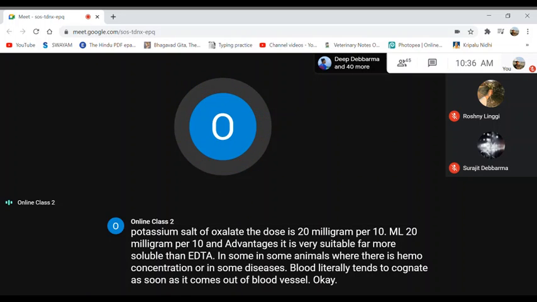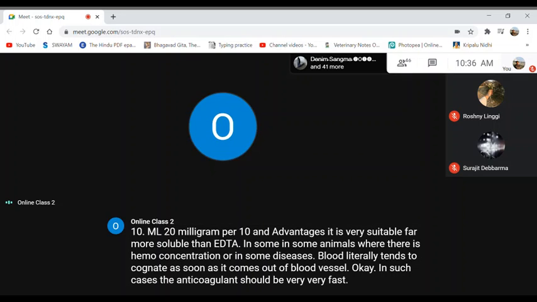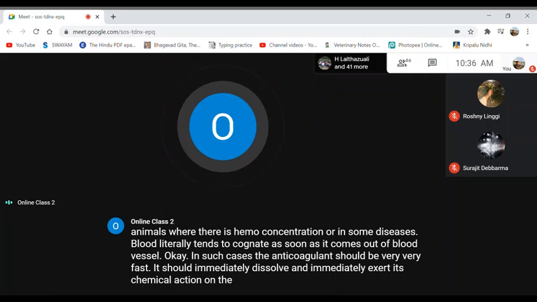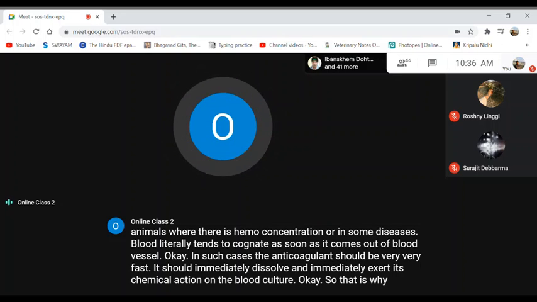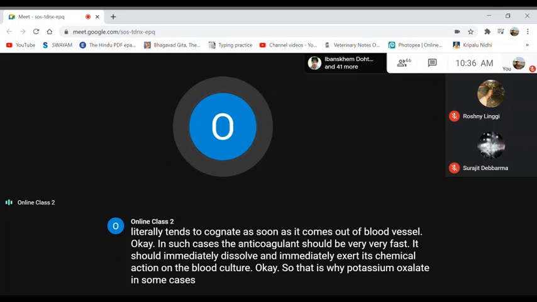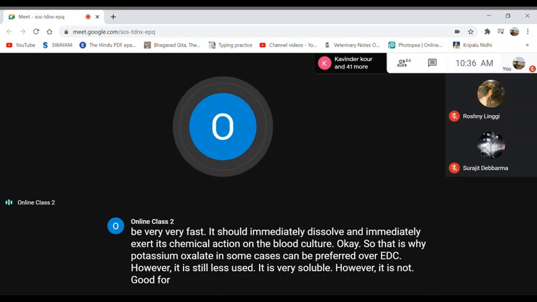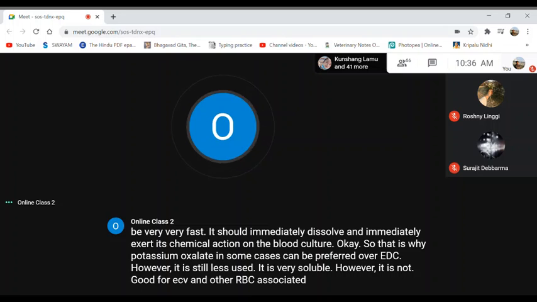In such cases, the anticoagulant should be very, very fast. It should immediately dissolve and immediately exert its chemical action on the blood calcium. So that is why potassium oxalate in some cases can be preferred over EDTA. However, it is still less used.